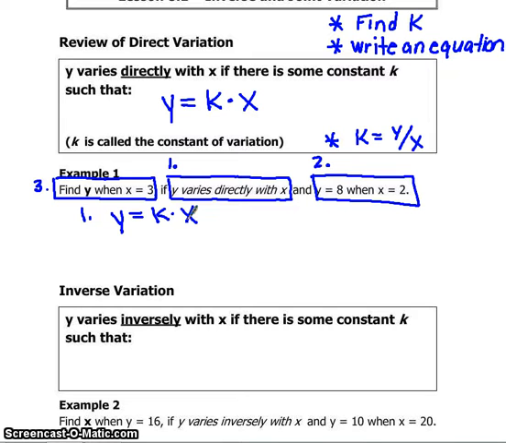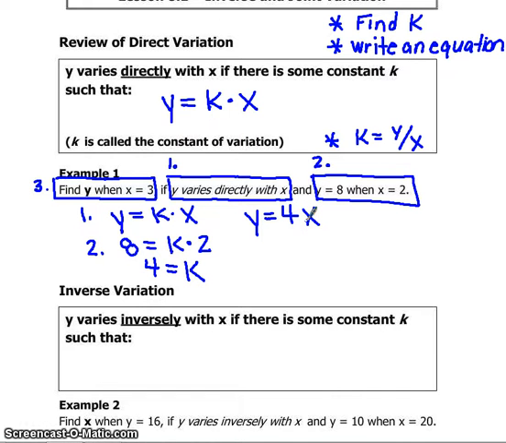We're going to move on to the second step, which is our second box, and we're going to fill in values for x and y. It says y equals 8 when x equals 2, so we'll fill in 8 for y and 2 for x, quickly solve for k, and get k equals 4. Then we will write an equation relating the variables, which is y equals 4x. Simply replace k with 4.